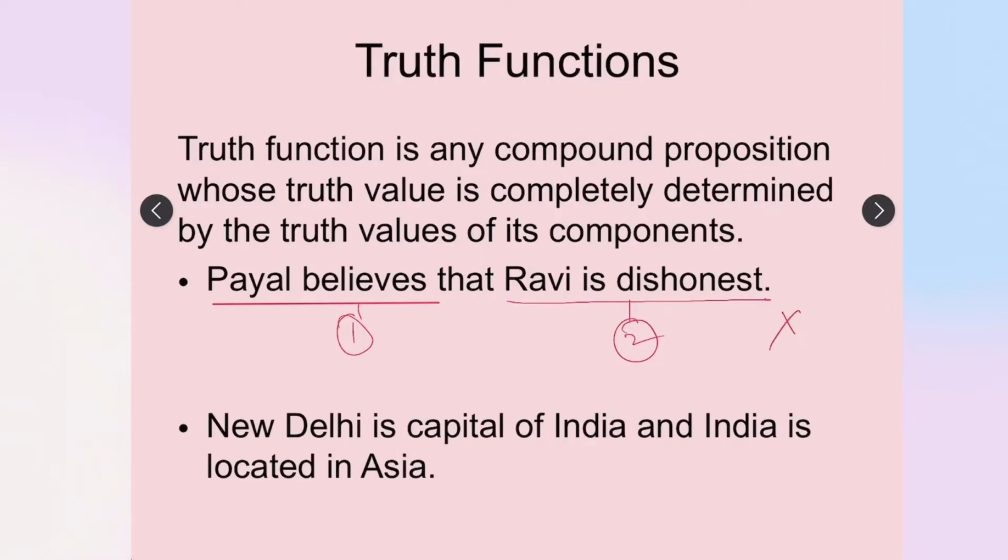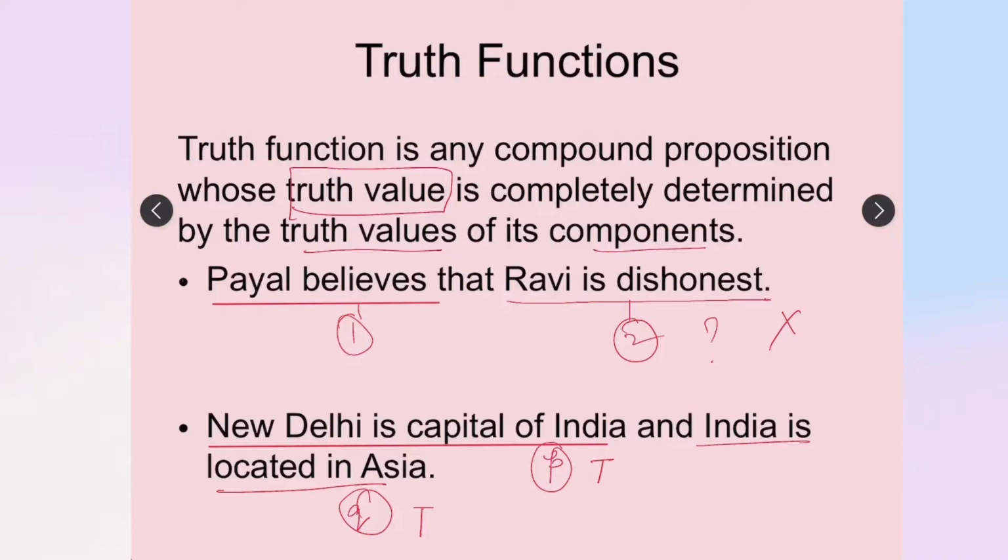Now if you see the second example, New Delhi is the capital of India. Again we can take this as P, and India is located in Asia as Q. So it has a truth value. This is true, and this is also true. But here, Payal believes that Ravi is dishonest, there is no truth value. So a truth function is any compound proposition whose truth value is completely determined by the truth value of its components. So this kind of example, although it's a compound proposition, is not a truth function.